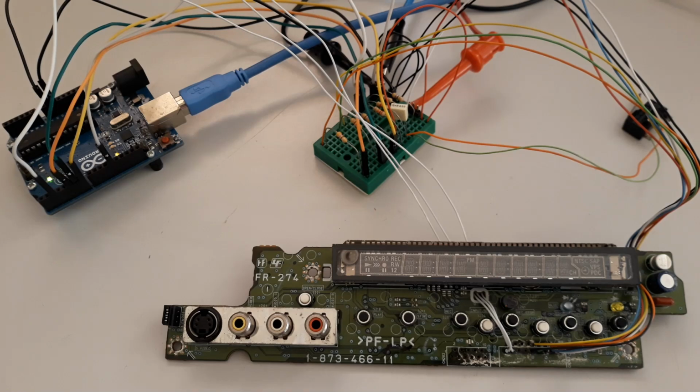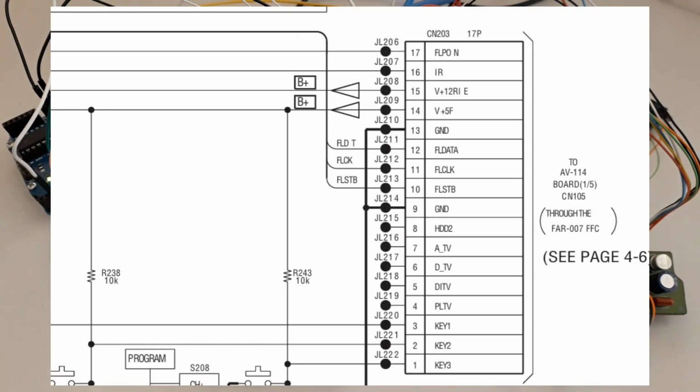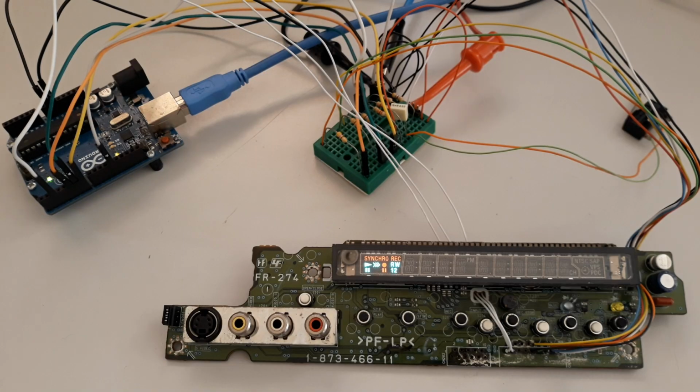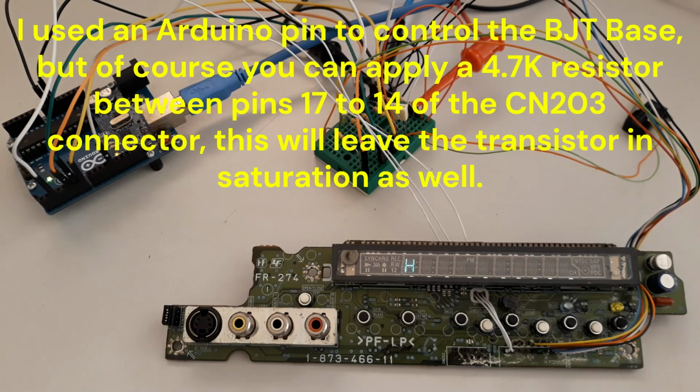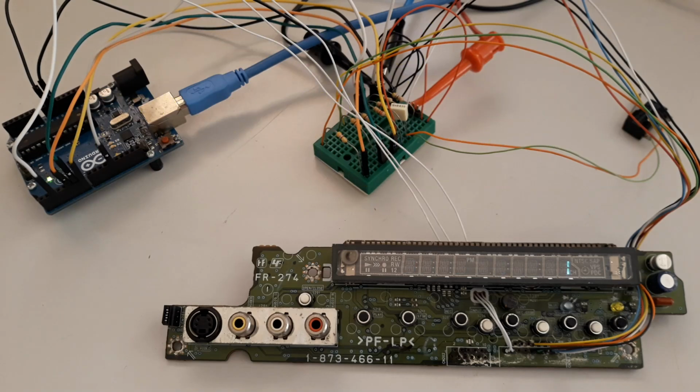this switch is activated by another transistor, reference Q204, that receives at its base the signal coming from connector CN203, pin 17, marked as FLPO N. In this case, I use an Arduino pin, port 12, to apply the high signal to the base through a resistor of 1K.